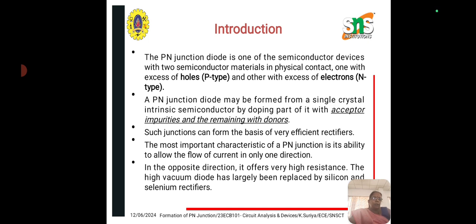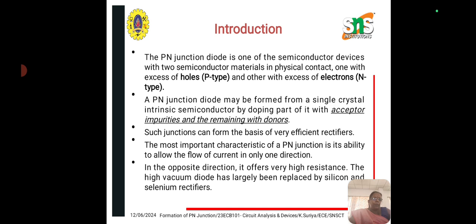In a semiconductor, the PN junction is created by the method of doping. The P side or the positive side of the semiconductor has an excess of holes and the N side has excess of electrons. The process of doping is explained in the next slide. So the PN junction diode is one of the semiconductor devices with two semiconductor materials in physical contact, one with the excess of holes and the other with the excess of electrons.